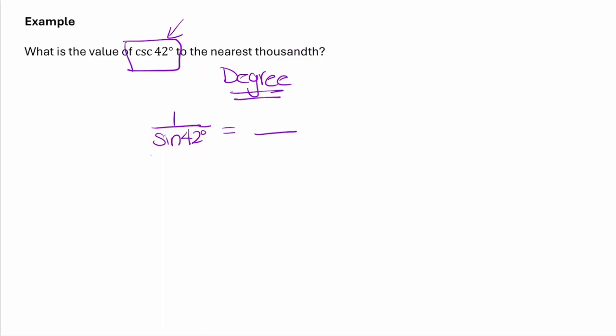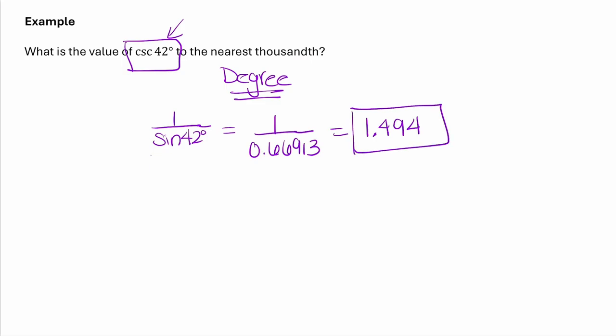So what we're going to do now is find the sine of 42, okay? And just go ahead and use your calculator for that. So the sine of 42 is 0.66913, okay? And now we need to find the reciprocal of that. So you just do 1 divided by 0.66913. And then when you go ahead and find that, it says nearest thousandths, so 1.494. Okay, so that's how you find that. So remember, in your calculator, you can only find sine, cosine, or tangent. And then if you need a reciprocal, you just do 1 over whatever number it is that you find.